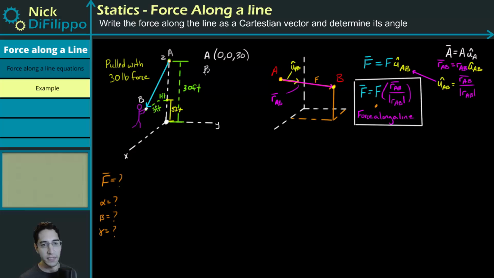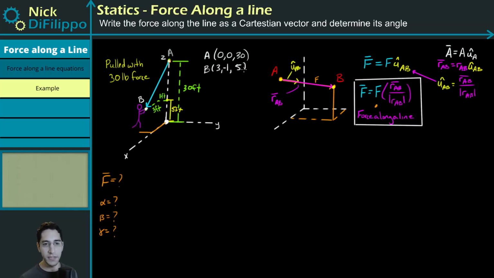In B's case, how do I get to B? Well, I have to go 3 feet in the X, and then I have to go, well, this is in the negative Y direction, right? This is the positive Y direction. So I have to go 1 foot in the minus Y direction. So 3, minus 1. And then I have to go 5 feet high. So that's going to be 5. So B is located at 3, minus 1, and 5.